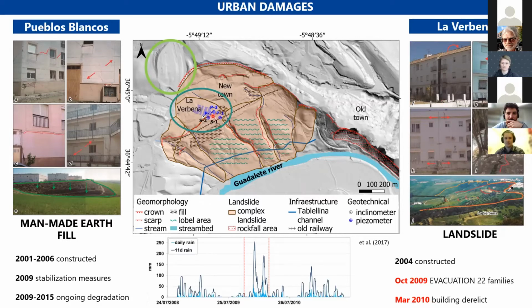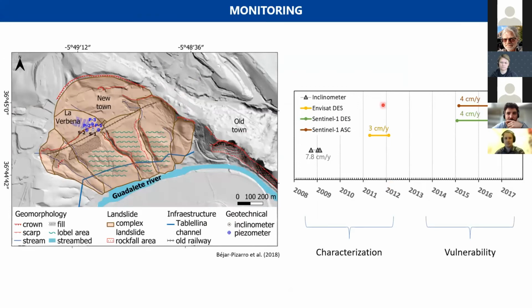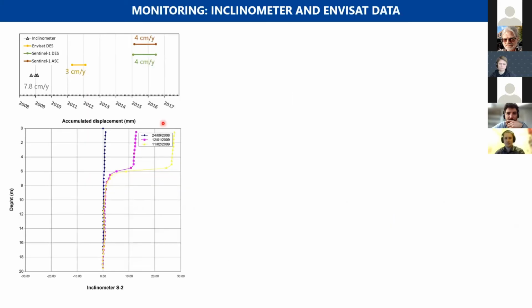So the damages are very strong here in this part, near to the secondary crown, and then they decrease towards the northwest. There were two studies that were performed in this landslide. The first one took the inclinometric and ENVISAT data to perform a characterization of the damages and of the landslide. The second study, using Sentinel ascending and descending data, more recent data, was used to perform a vulnerability map of the new town. So let's go with the first study.